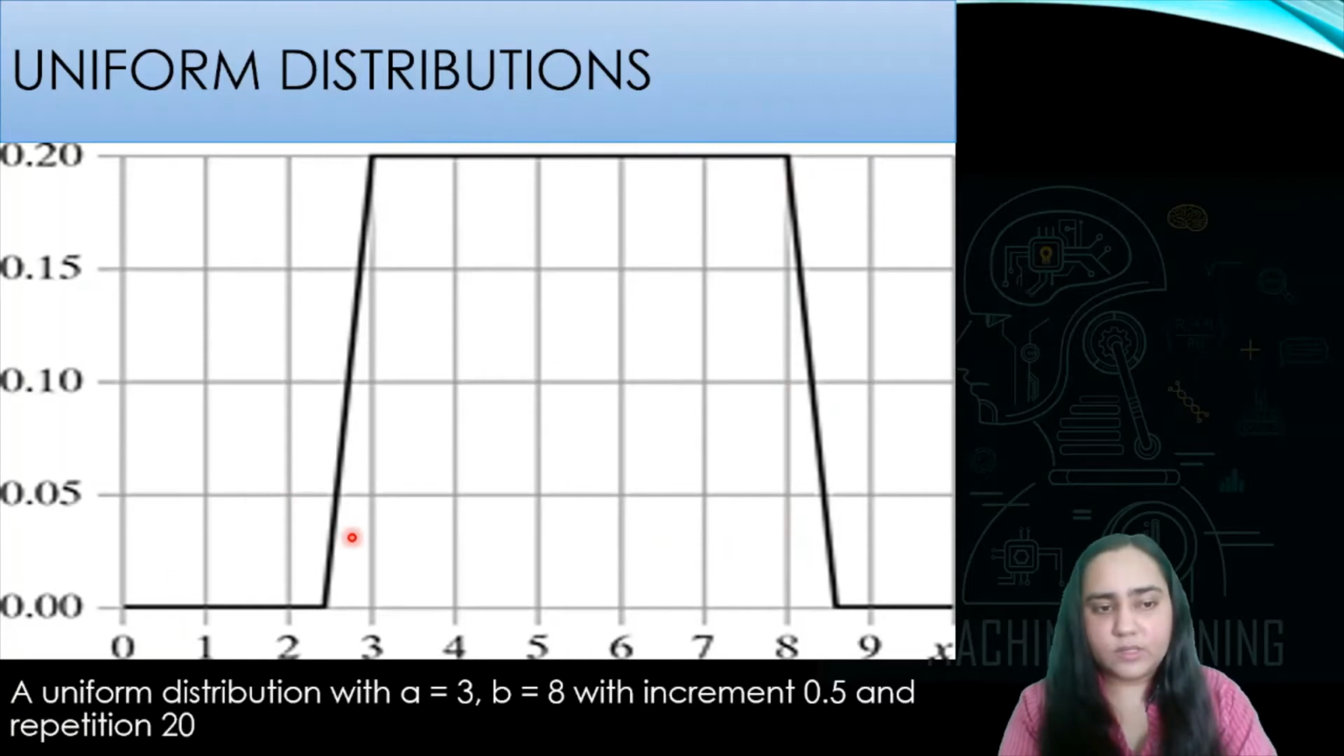If you see here, this is the graph where a is equal to 3 and b is equal to 8. So here is 3 and here is 8. Between that range, the distribution remains constant at a certain specific value. Here the increment given is 0.5 and repetition is 20. So this is what a uniform distribution looks like. Here you can see this is 0.20, and every time there's an increment of 0.5. It remains at 0.20 as long as it is within this range of 3 and 8.